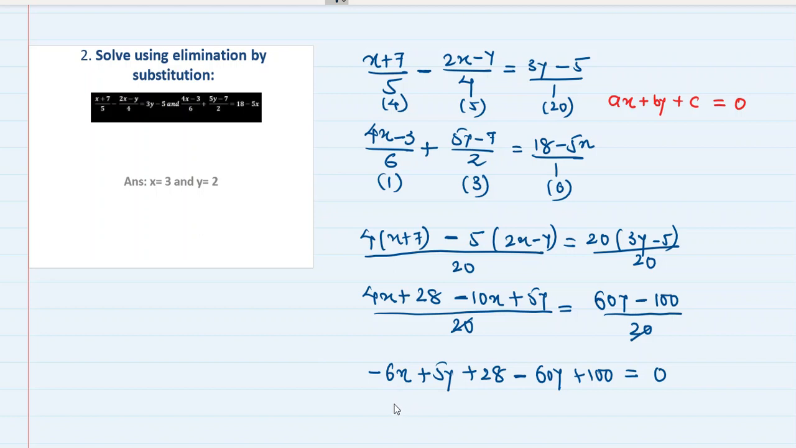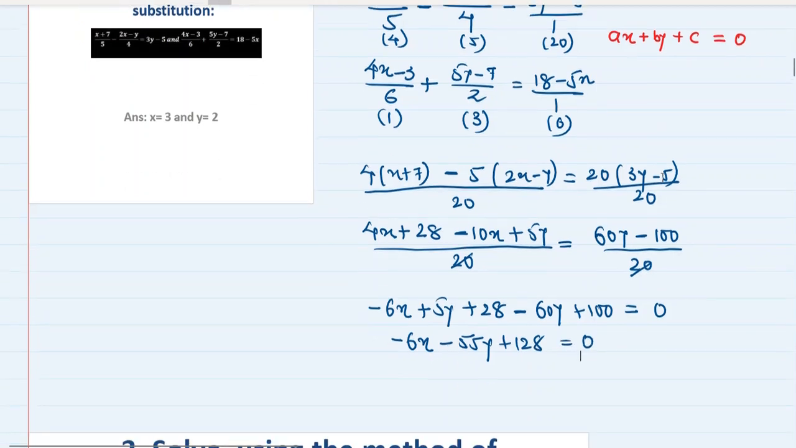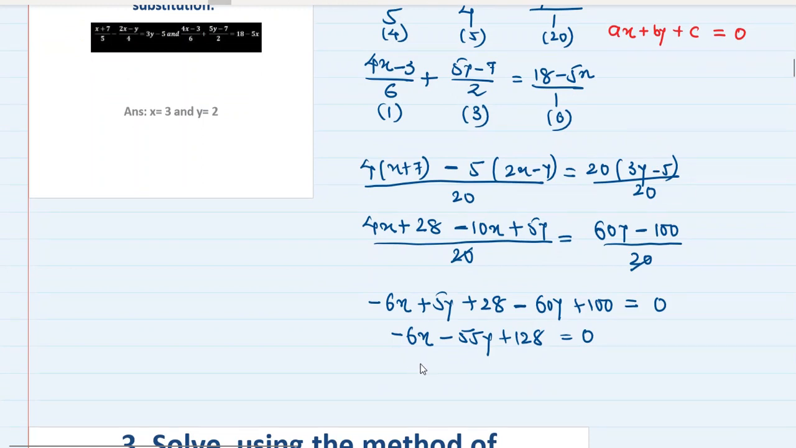So this will become minus 6x plus 5y minus 60y is minus 55y plus 128 is equal to 0, which could be written in a much simpler way as 6x plus 55y. I'm changing all the signs. So negative signs become positive and positive signs become negative. Minus 128 is equal to 0. And this is your equation number.